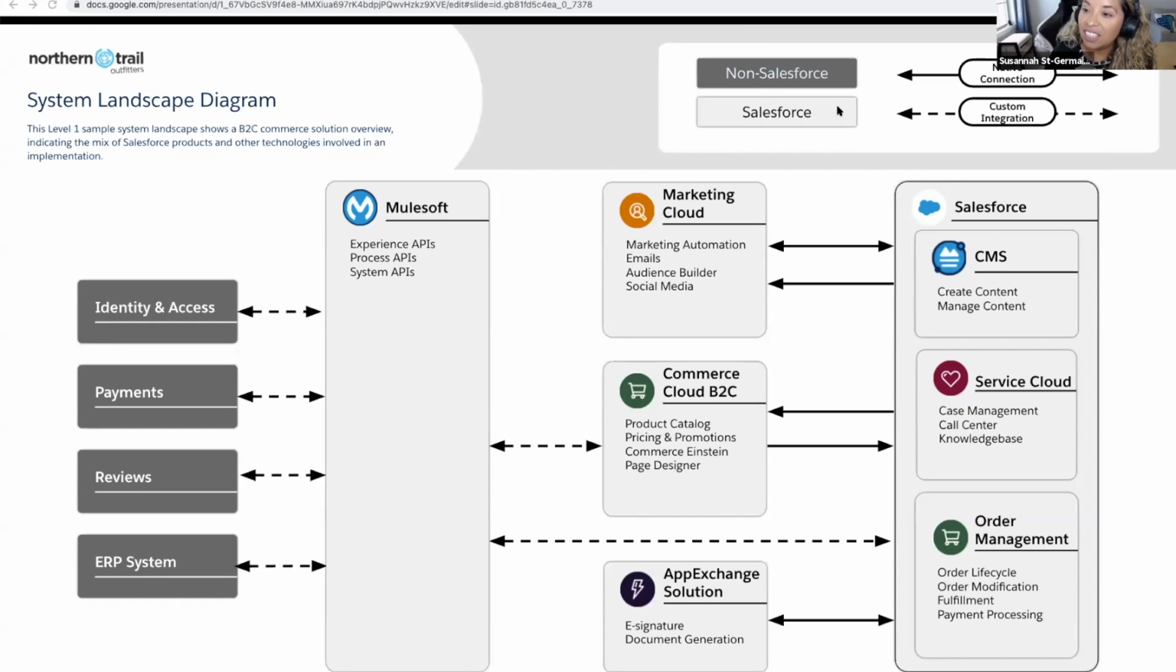And here you can see our key that we looked at before, where we had a blank key. What we're showing with the key here is non-Salesforce products versus Salesforce products, and also native connections, where we don't need to build a custom integration, and where we do need to build a custom integration. We're not yet talking about what type of integration it is. We're just showing at a high level the mix of products and technology. That's level 1.